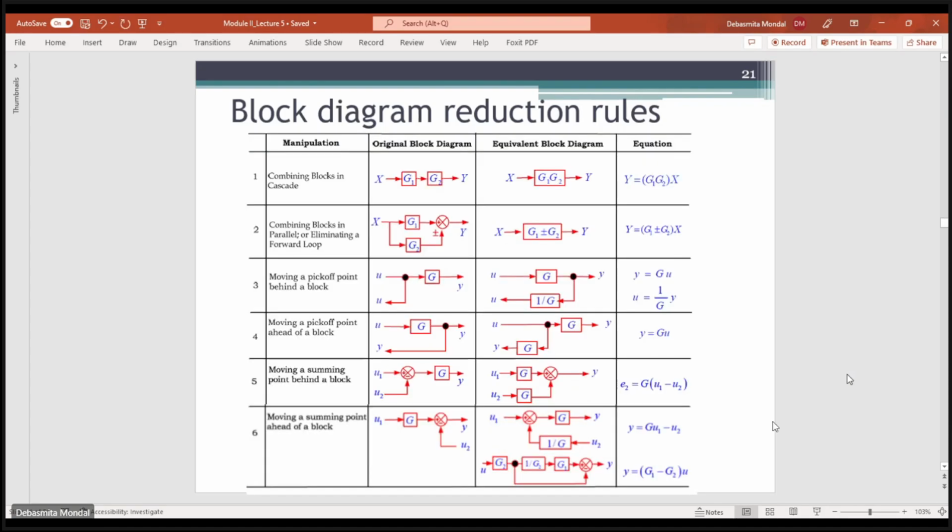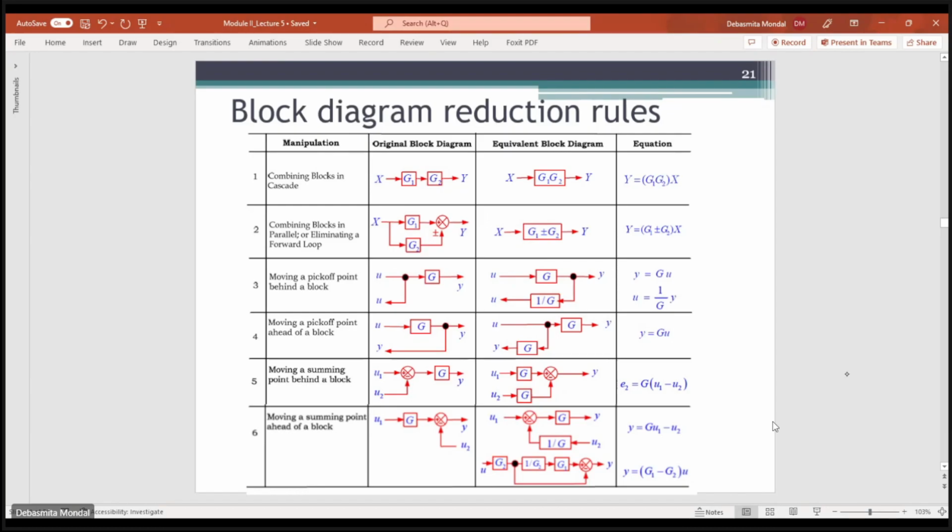So these are whatever we have told till now. This is a tabulated form of all the block diagram reduction rules that you need to follow while you are doing any kind of reduction. You need to remember, if you are combining blocks, then what is the rule.